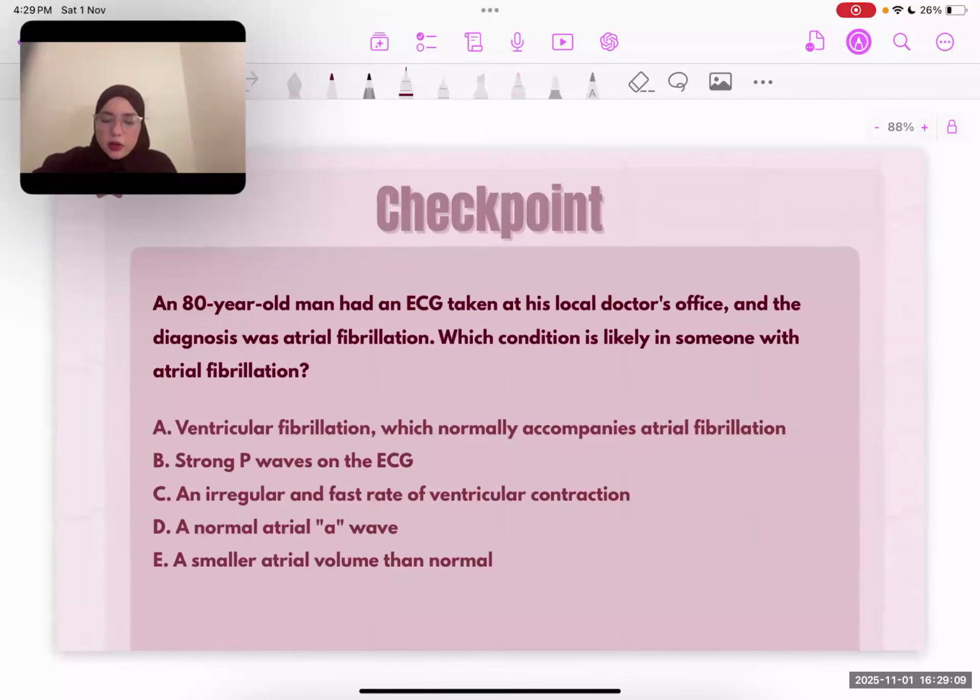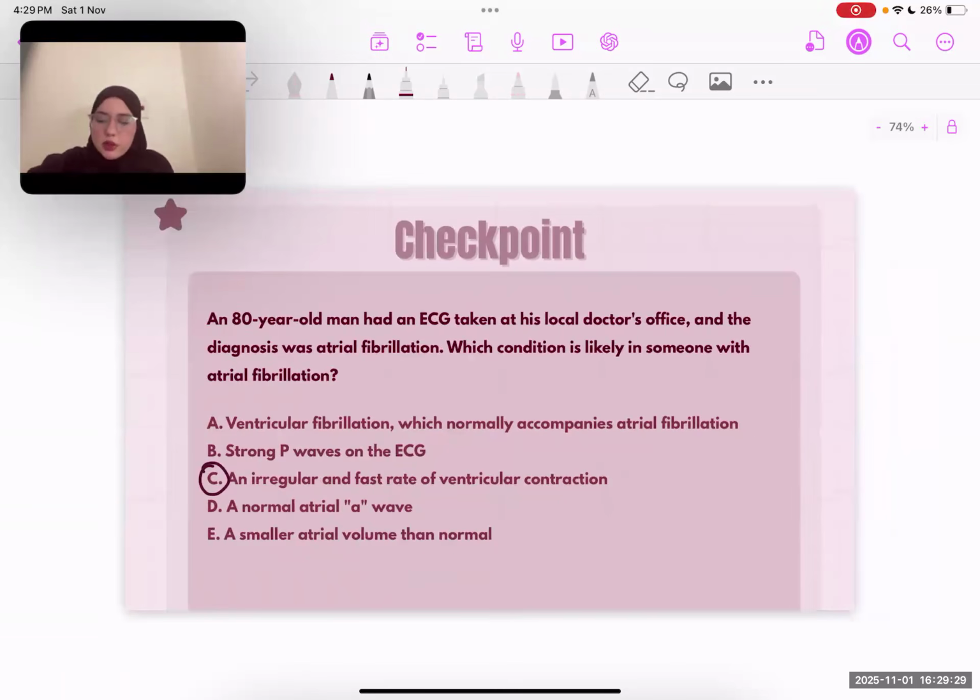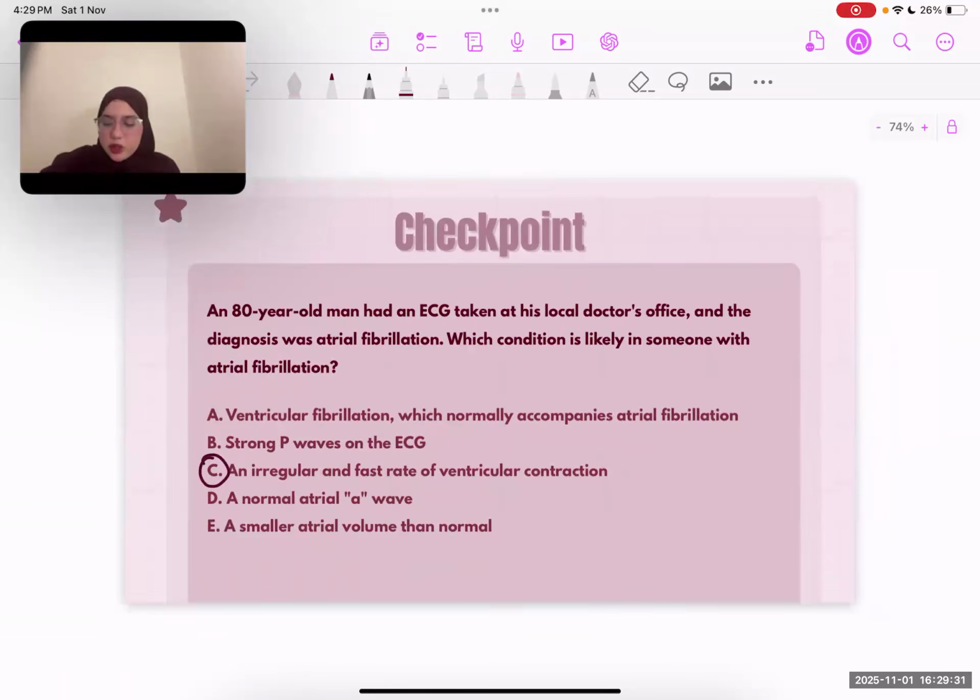Okay, another question. An 80-year-old man has an ECG taken at his local doctor's office, and the diagnosis was atrial fibrillation. Which condition is likely in someone with atrial fibrillation? Okay. Yes, the answer is C. It is an irregular and fast rate of ventricular contraction. So this is what happens in atrial fibrillation as well.